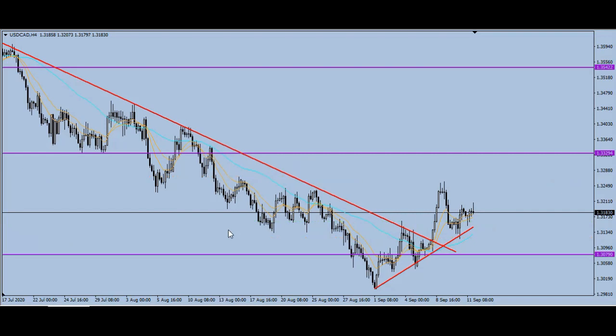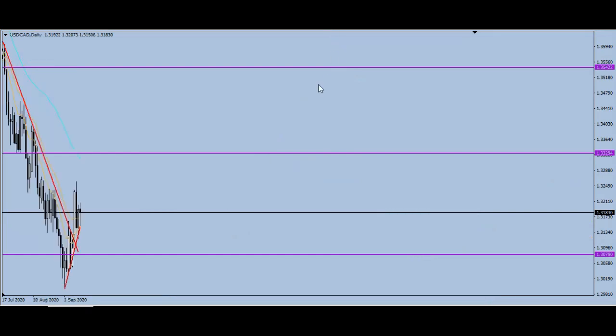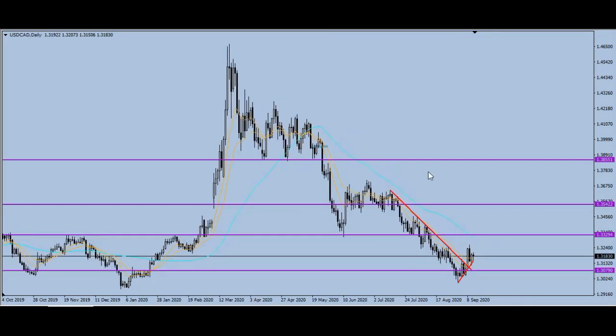The next chart on my list is UsdCad, and this is the 4-hour time frame we are looking at. But before we say anything about this time frame, I want to go into the daily time frame and see what we have. Okay, on daily time frame, you can see this very clear trend line which I drew here, this red descending trend line. You can see how price has respected it several times to the downside.